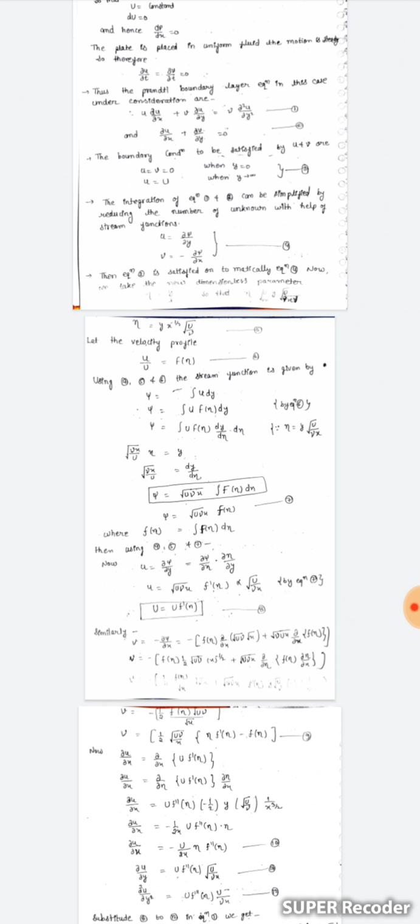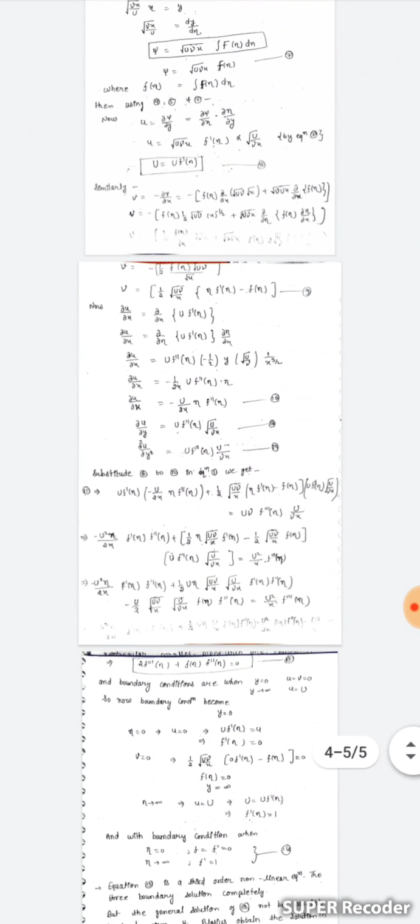The integration of equations 1 and 2 can be simplified by reducing the number of unknowns with the help of the stream function, u is equal to del psi by del y and v is equal to minus del psi by del x. This is our equation number 4. So equation 2 is satisfied mathematically by equation 4. Now we take the dimensionless parameter eta is equal to y upon root of nu x upon U, so that eta is equal to y into x to the power minus half into under root of capital U upon nu. Let the velocity profile be small u upon capital U equal to f dash eta.